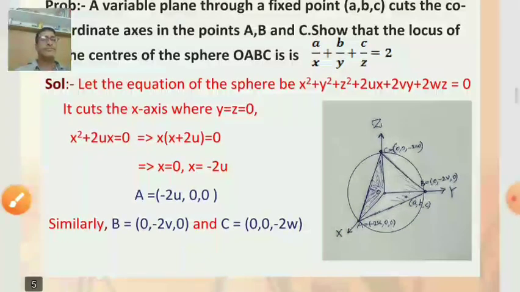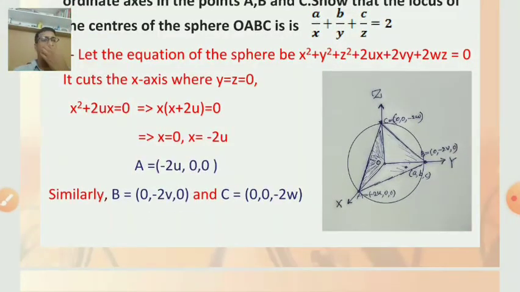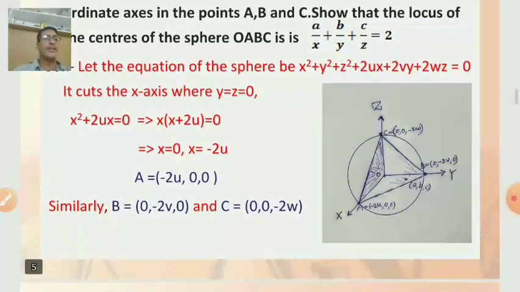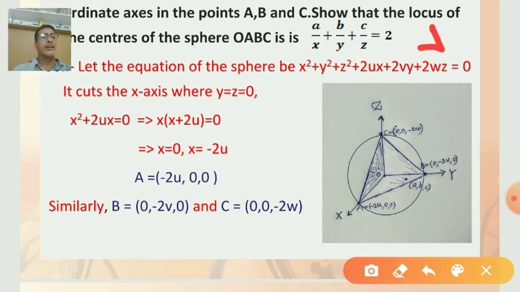To do this, let the equation of the sphere OABC be x square plus y square plus z square plus 2ux plus 2vy plus 2wz is equal to 0. Here we have avoided the constant term d. Why we have avoided the constant term d? Because it is given that the sphere is passing through the origin. So whenever the sphere is passing through the origin, then the standard equation of the sphere turns into x square plus y square plus z square plus 2ux plus 2vy plus 2wz is equal to 0, and we can simply avoid the value of d.